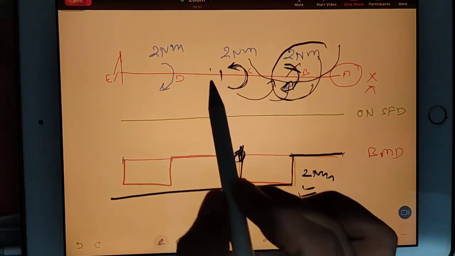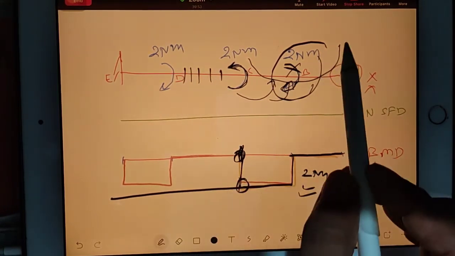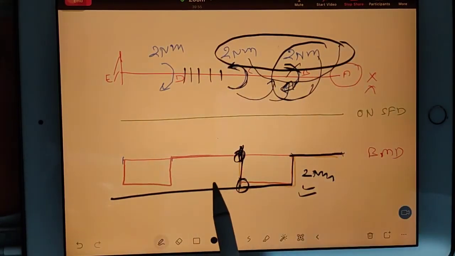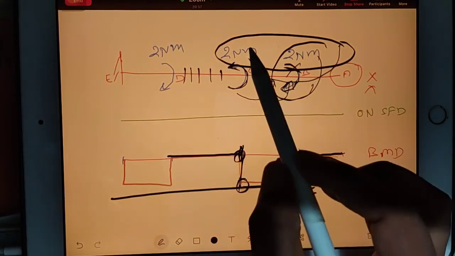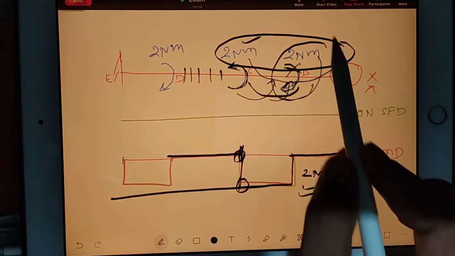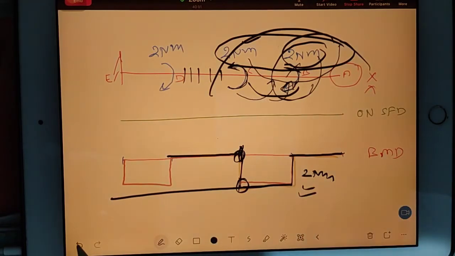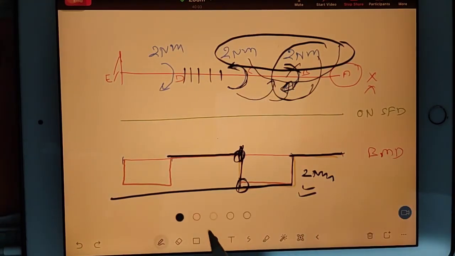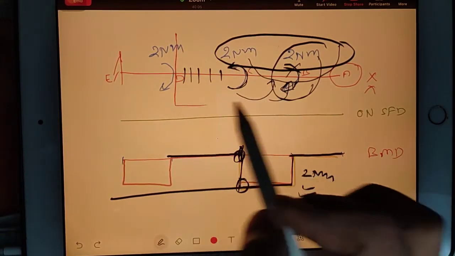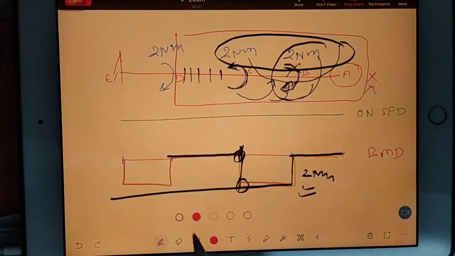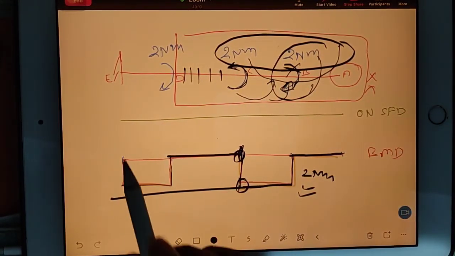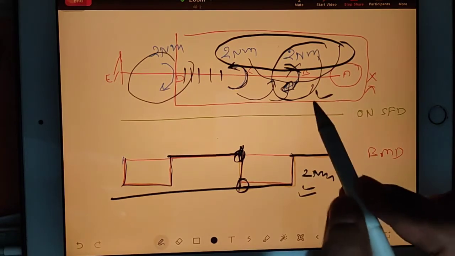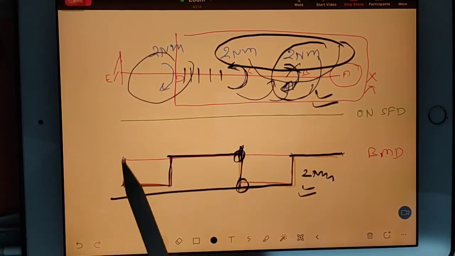Now this section will experience 0. Why 0? Because these two will try to do like this, and these two will try to do like this. After that, until here, nothing. Then again this part, because this part is similar to the earlier part, you come down and apply loading.